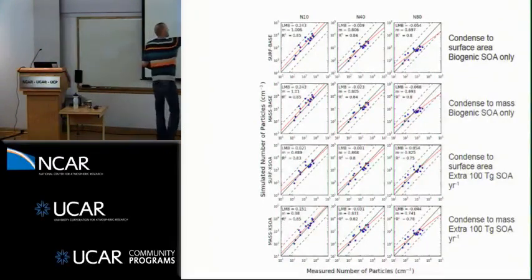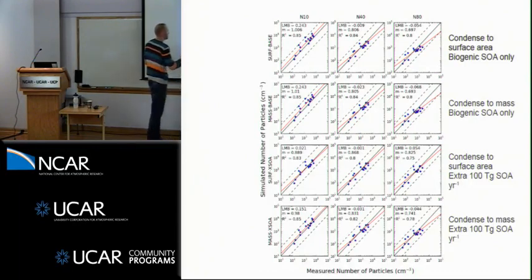This column is for our total number of particles larger than 10. This is total number of particles larger than 40, and total number of particles larger than 80. So we're getting to bigger sizes as we move to the right. Along this line is if we condense to the surface area, so this is low volatility with biogenic SOA only, partition to the mass with biogenic SOA only, condense to the surface area including also this extra 100 teragrams of anthropogenically influenced SOA, and same to the mass. Actually, no, I swapped these two. This should be the surface area, and this should be the mass.